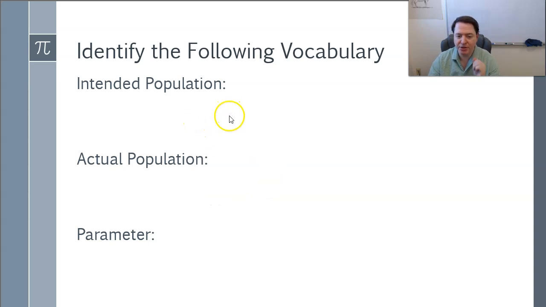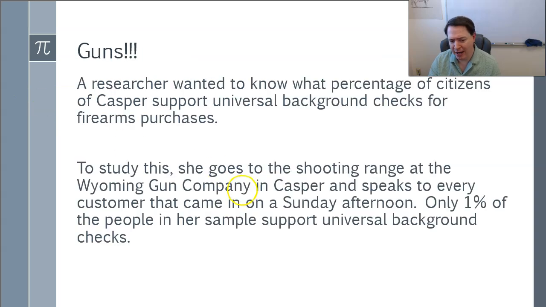All right, so what was the intended population? Well, this researcher was trying to study all Casper residents or all Casper citizens, whatever, and all they did was go to a shooting range on one day. So the intended population clearly is Casper citizens, but what's the actual population? I would say people that go to the shooting range at Wyoming Gun Company, right? They may be a different kind of people than those that go to a shooting range somewhere else, right? And we may even want to add on there that they go there on Sunday afternoons, because going there specifically on a Sunday may be a different kind of person than on other days.